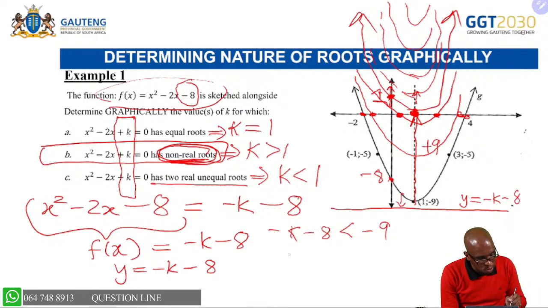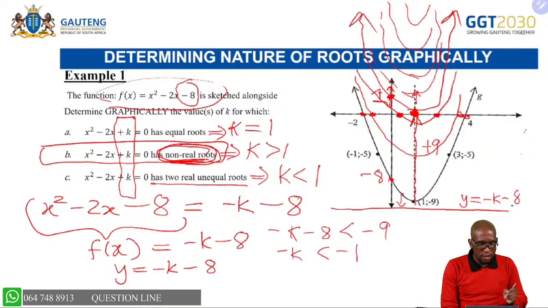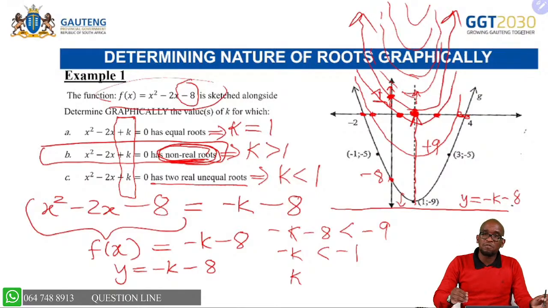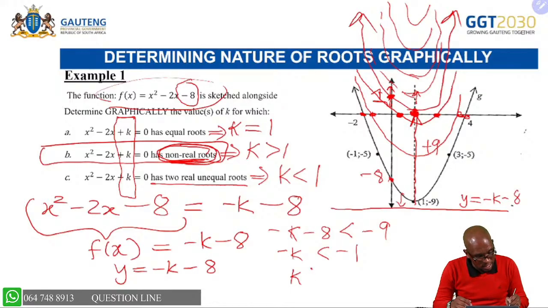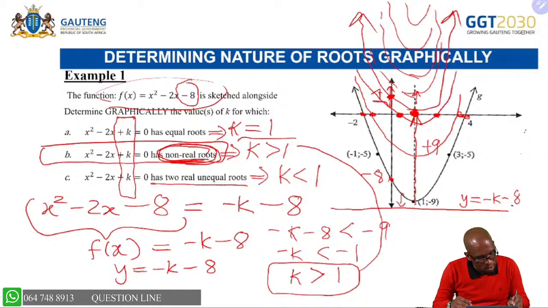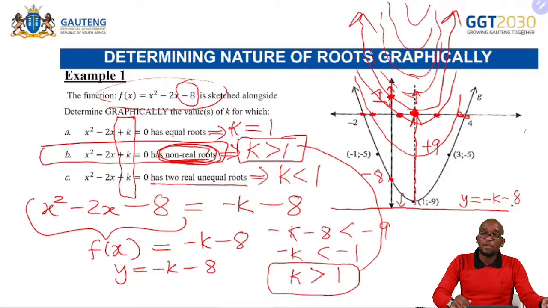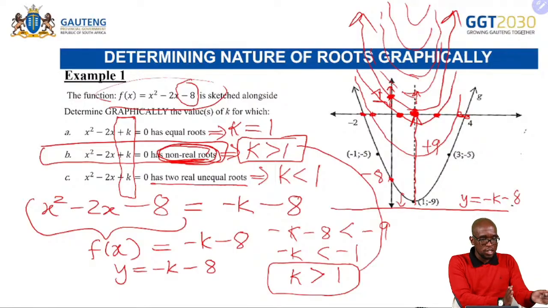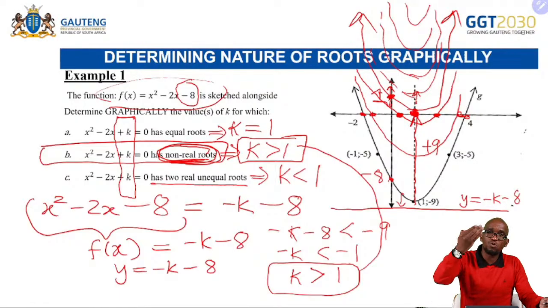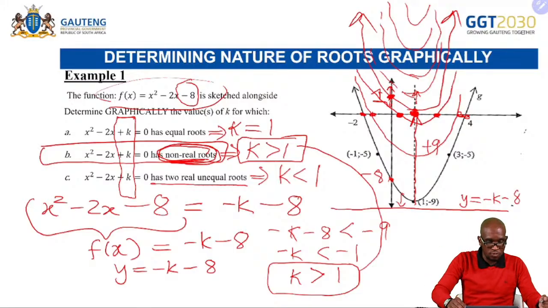So if I transpose minus 8, I have minus k is less than minus 1. If I divide both sides by minus 1, obviously it's an inequality, so when you divide or multiply by a negative, the direction changes. So it's k greater than 1. If you compare it with this one, you get the same type of solution, but in this case you are using a different method. You are using transformation. You are transforming this equation that has been given in order for it to look like the original equation, so that you just move the line.